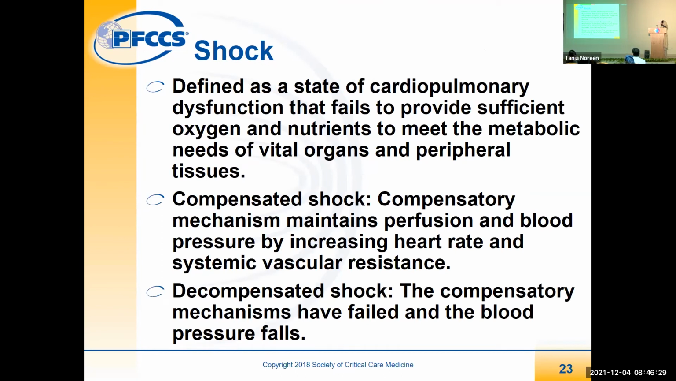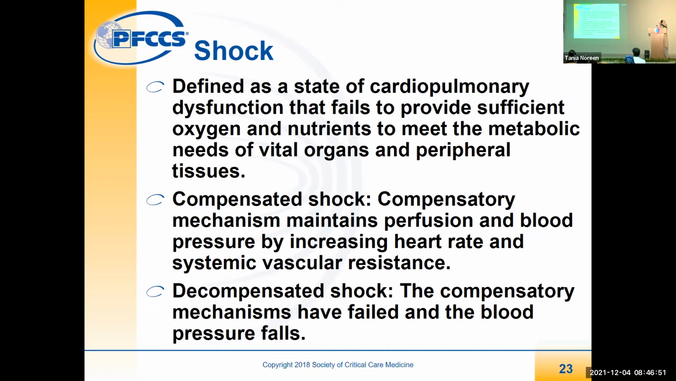सो शॉक की डेफिनेशन many of you will be already knowing it. It is defined as a state of cardiopulmonary dysfunction that fails to provide sufficient oxygen and nutrients to meet the metabolic needs of the vital organs in the peripheral tissue. So shock is failure to provide sufficient oxygen. This is mainly important, and this is the main thing we work on in the ICU, oxygen delivery, tissue oxygen delivery.